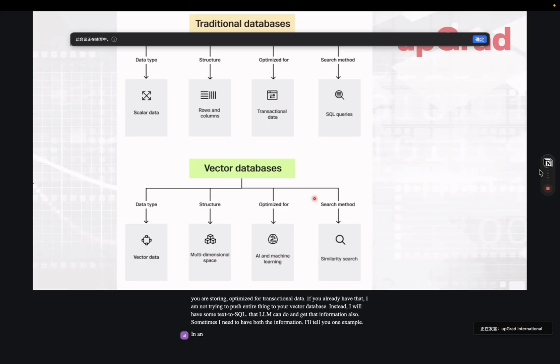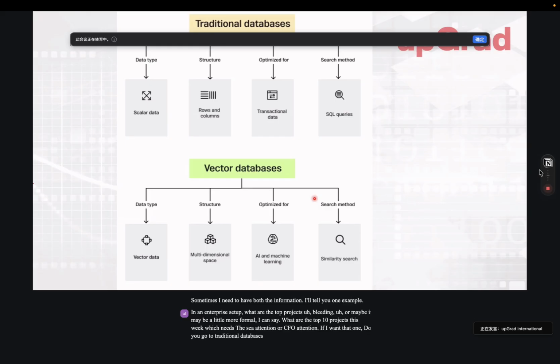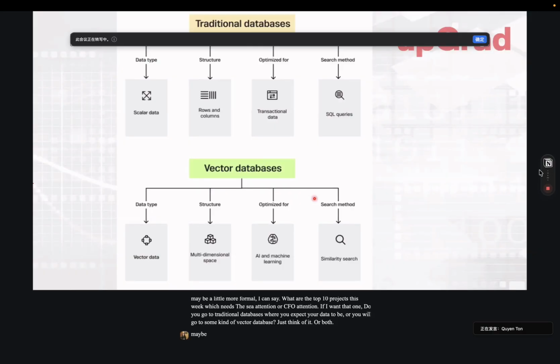In an enterprise setup, what are the top projects bleeding, or maybe a little more formally, what are the top 10 projects this week which need the CEO's attention or CFO's attention? If I want that, do you go to traditional databases where you expect your data to be, or will you go to some kind of vector database? Just think of it, or both.